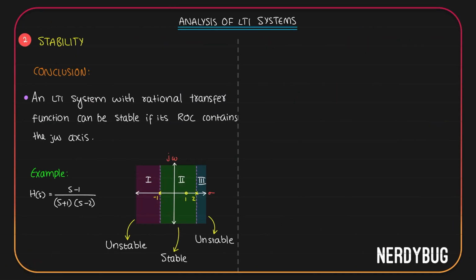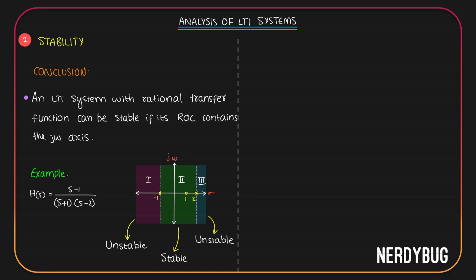So the conclusion we can make from here is that an LTI system with rational transfer function can be stable if its ROC contains the j omega axis. For example, in the last question, our transfer function was s minus 1 by s plus 1 into s minus 2. We had three options for ROCs. When sigma is less than -1, the system is unstable. When sigma is between -1 and 2, it is stable. When sigma is greater than 2, again it is unstable.